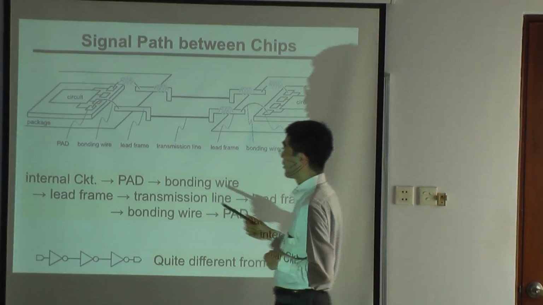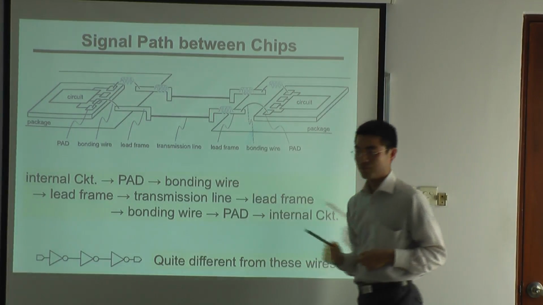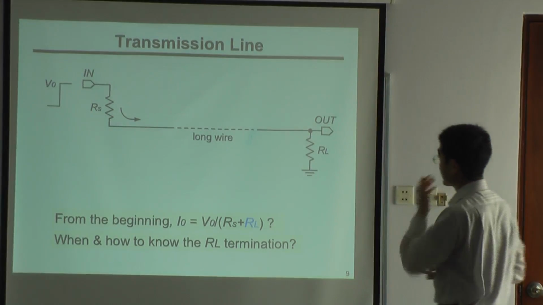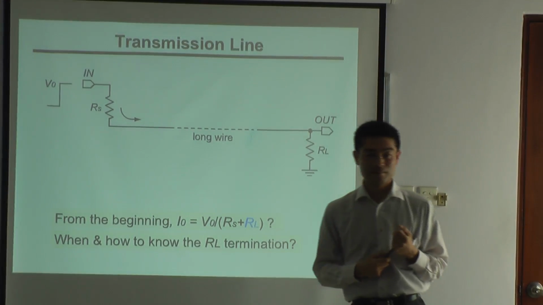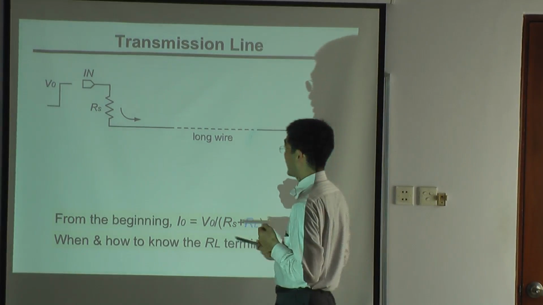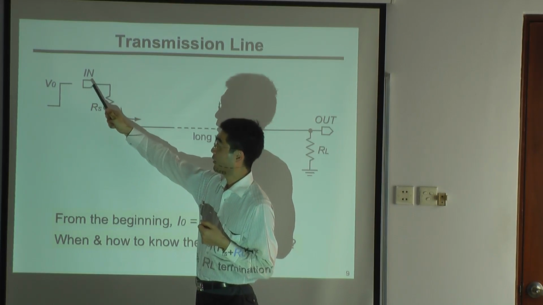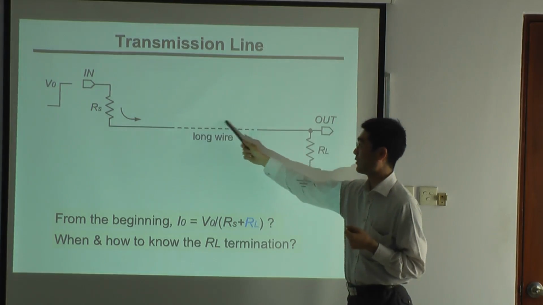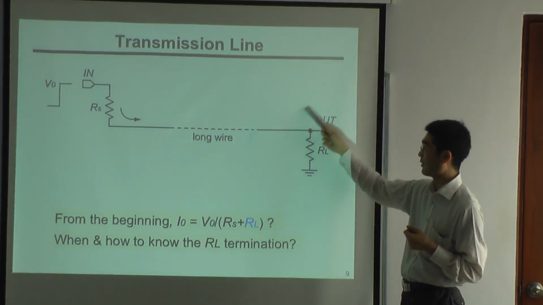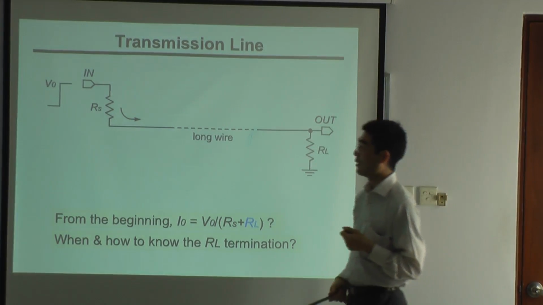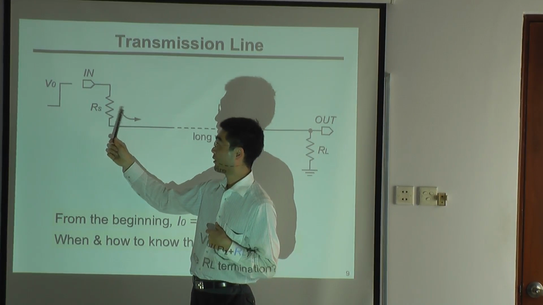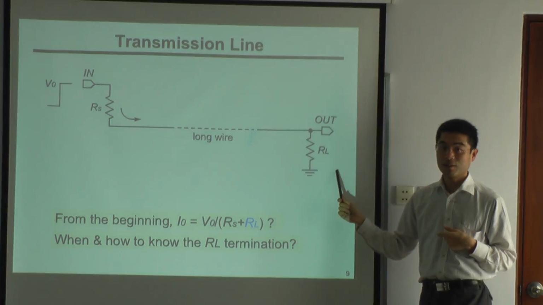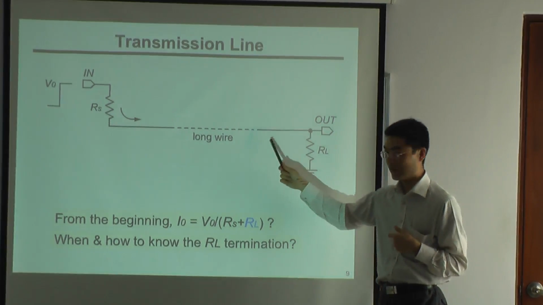And for the communication on the PCB board, we have another problem. It is called transmission line. So let's say we have an input here, and this is a chip. This is the PCB board wires, and this is the receiver chip. The output impedance of the sender side is RS, and the input impedance of the receiver side is RL. And there's a long wire.